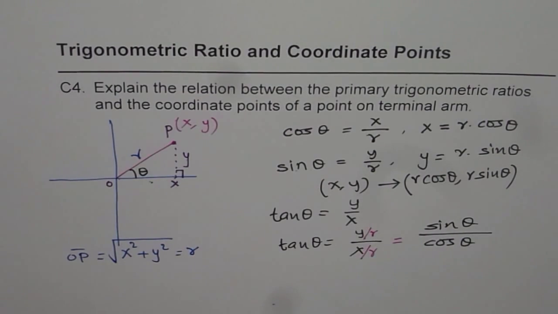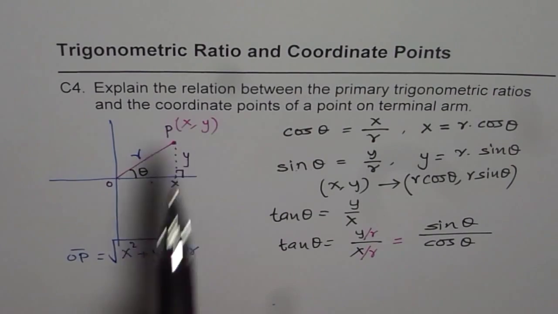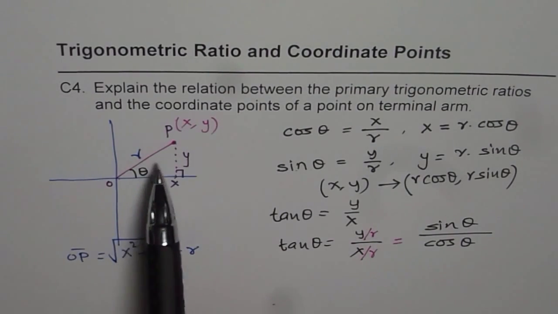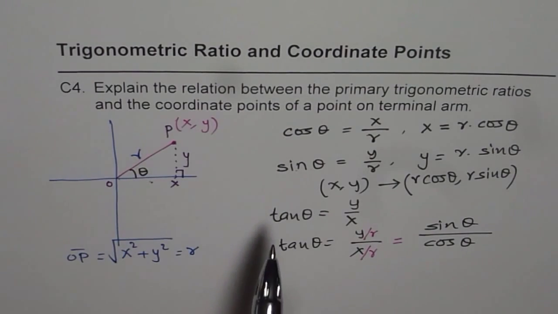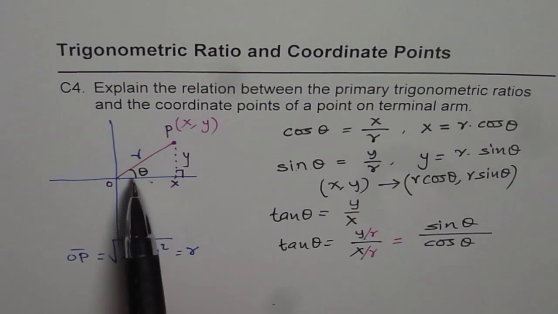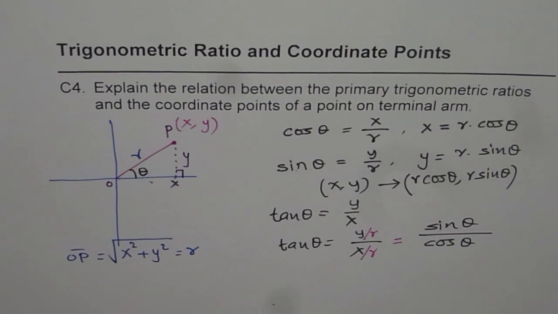So these are very basic ratios, and I hope this video will help us to understand the relation between the trigonometric ratios and the coordinate points. So if we are given coordinate points and the angle, we can find the trigonometric ratios. And if we are given the trigonometric ratio, and the length or some other parameter, we can find the coordinate points and the angle. Do you understand? So that is how these things are related.